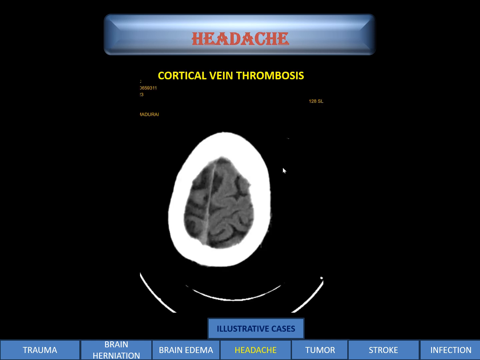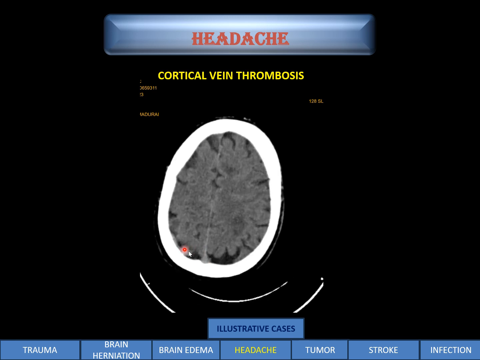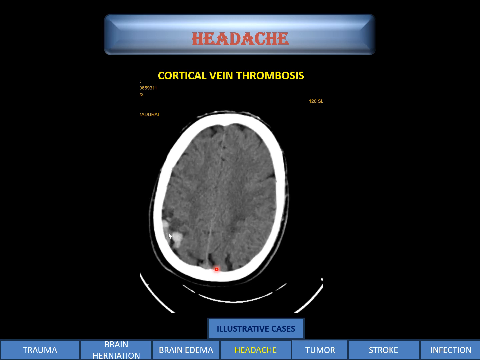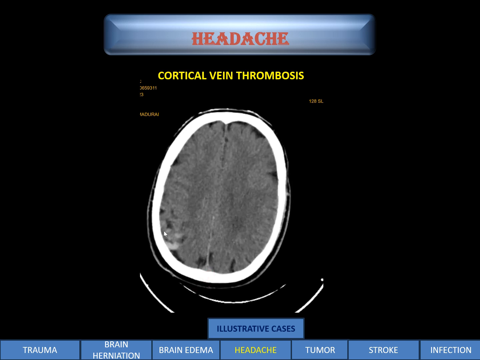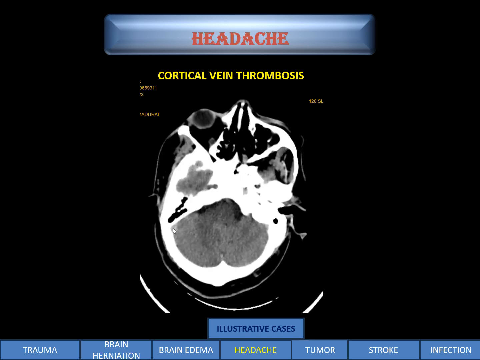Let's see these examples. So this is a patient who's having a cortical venous thrombosis. As we move cranial to caudal, we're able to see that there is a hyperdense tubular structure, which is basically a cortical vein. So that is how a cortical vein thrombosis looks in a plain CT brain.